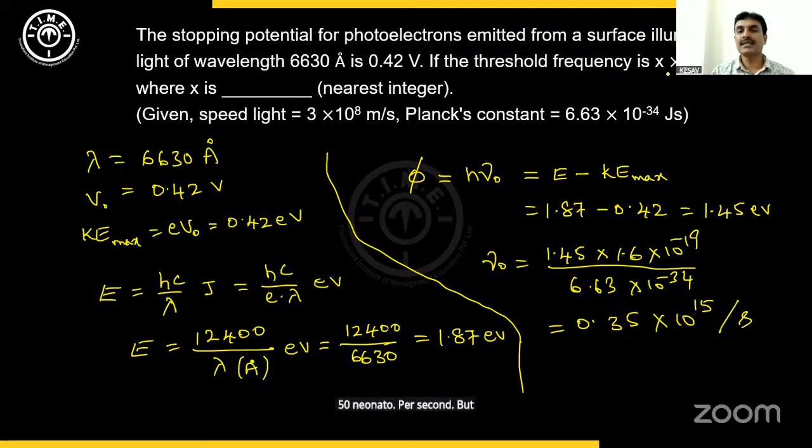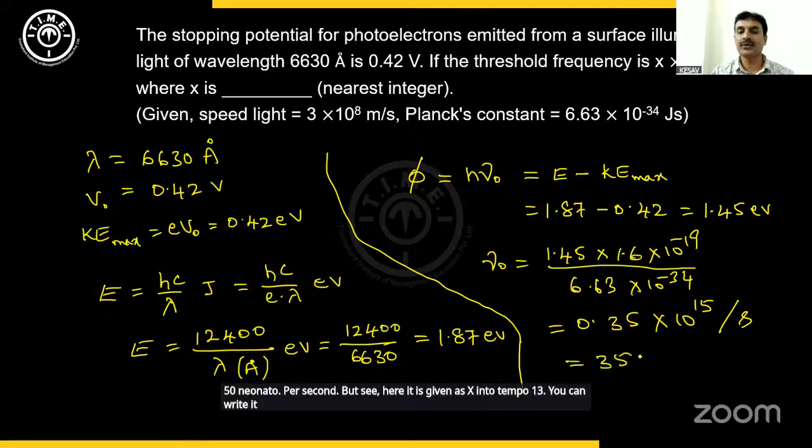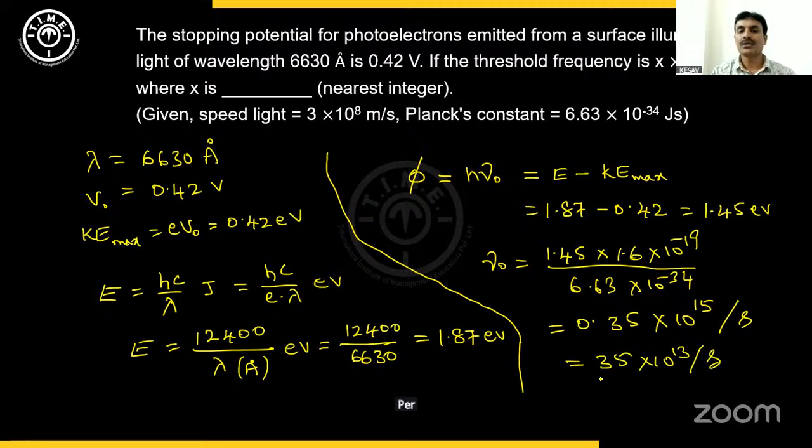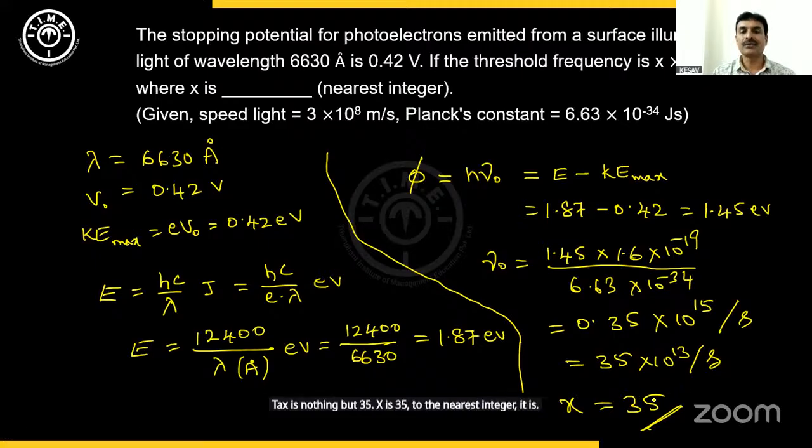But see here, it is given as x into 10 power 13. You can write it as 35 into 10 power 13 per second. So what do you have in place of x? x is nothing but 35. To the nearest integer, it is 35. Understood? Even this question is purely based on the photoelectric equation.